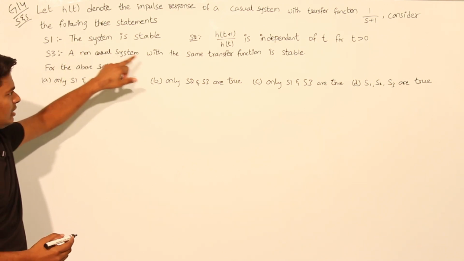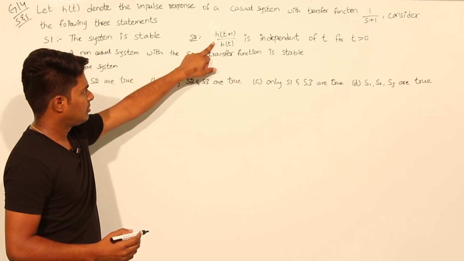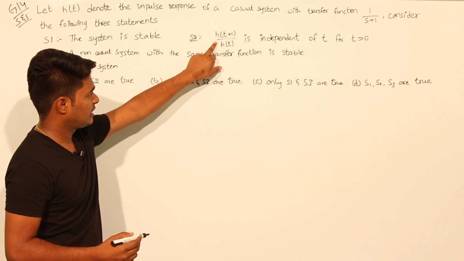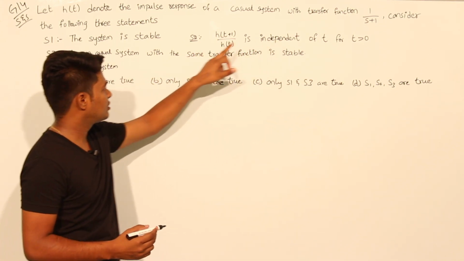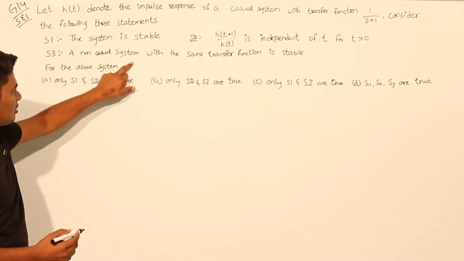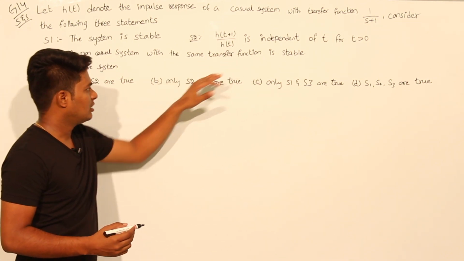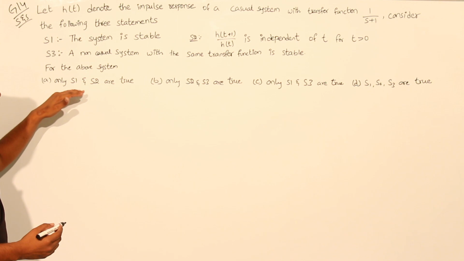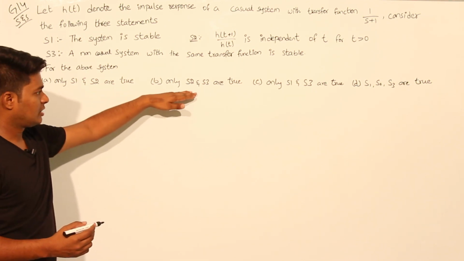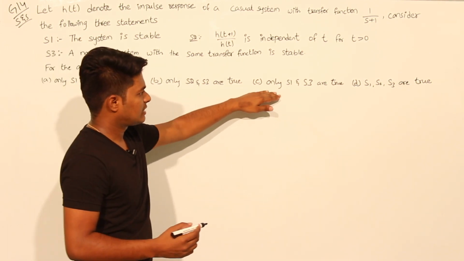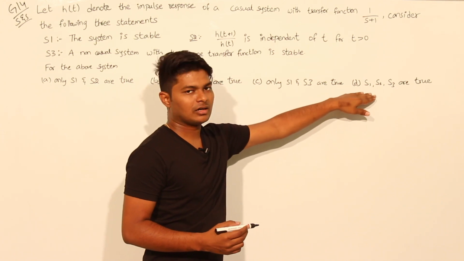S1, the system is stable. S2, h of t plus 1 by h of t is independent of t for t greater than 0. Then S3, a non-causal system with the same transfer function 1 by s plus 1 is also stable. And he is asking whether only S1 and S2 are true, S2 and S3 are true, S1 and S3 are true, or all the three are true.